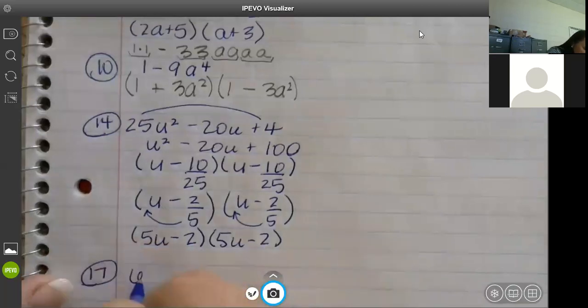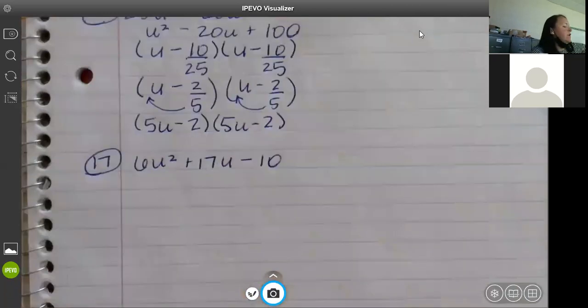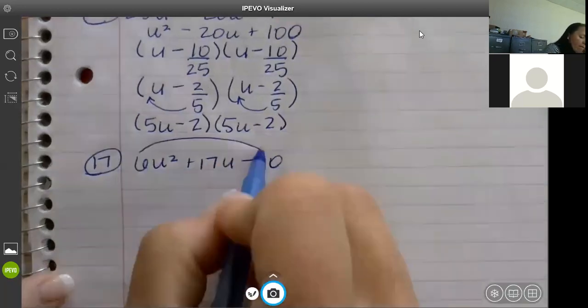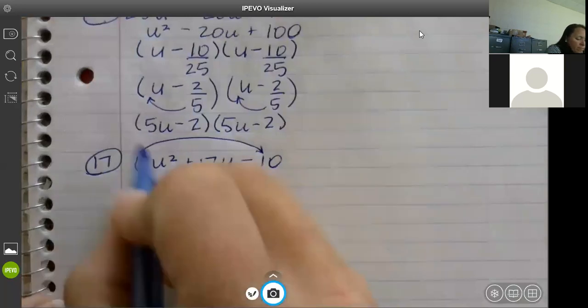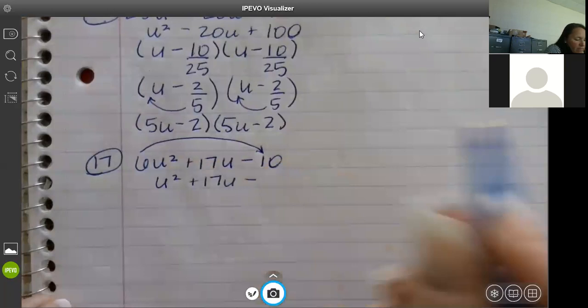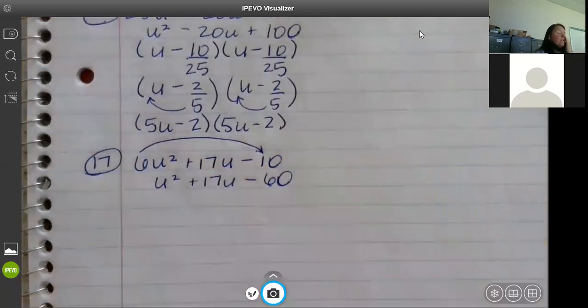17 is 6u squared plus 17u minus 10. I told you there's no GCF. So we're going to slide it over. 17u. So 6u squared plus 17u minus 10. Slide your 6 over and multiply. So u squared plus 17u minus 60.